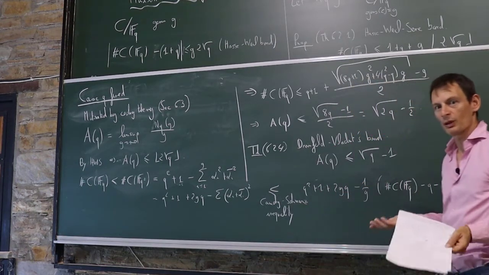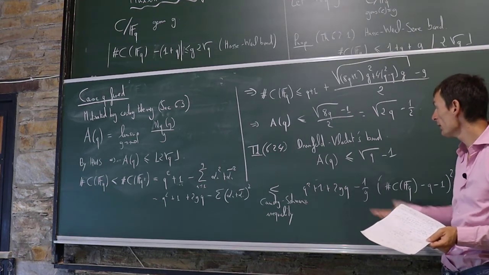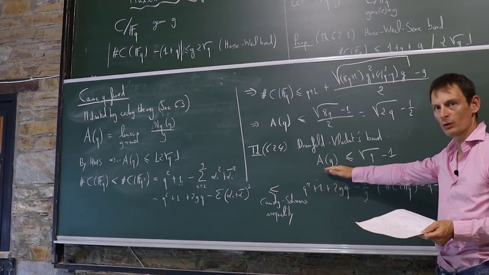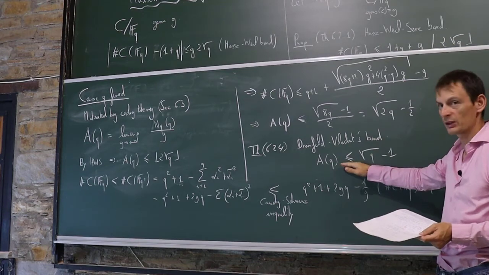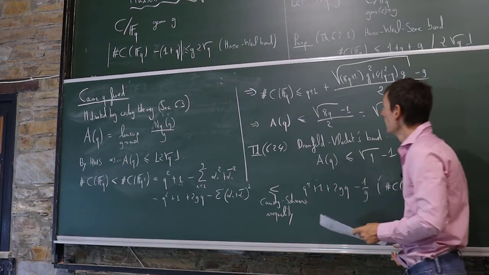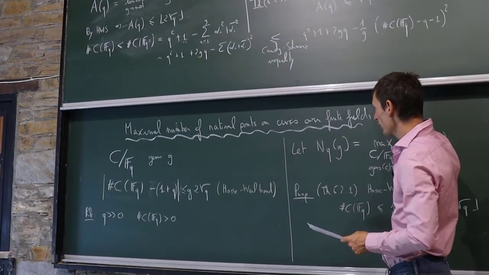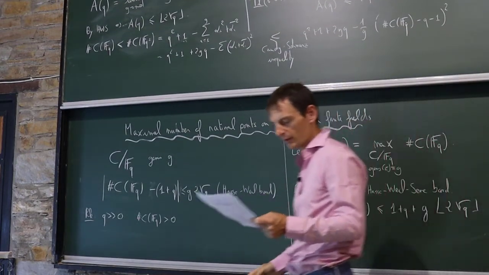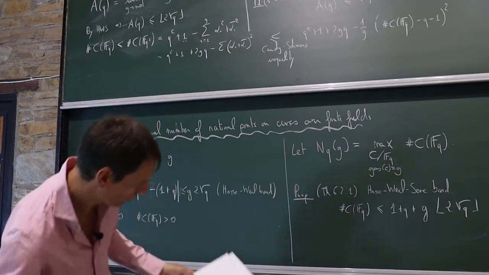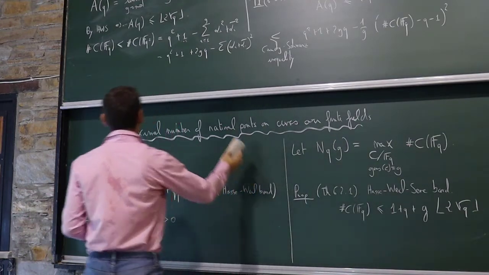Now again, one has to consider the question: is this value reached, or is this bound still too large? And for this, again, one has several cases to consider, and the case which is very well understood is the case where q is a square.